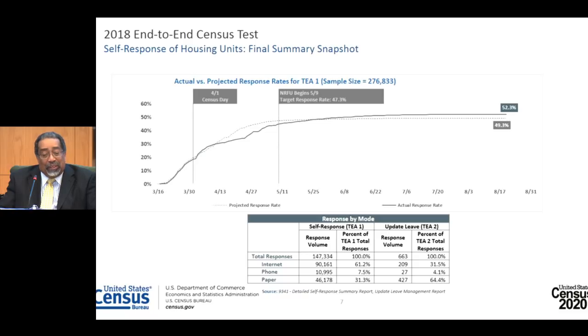Here's our final summary snapshot of the self-response of housing units. In addition to what I just mentioned, this slide shows the response by mode. 6 in every 10 households who responded did so online, 61.2%. Close to a third, 31.3%, responded via paper, and the remainder, 7.5%, responded over the telephone. As a reminder, we had no online option in 2010 and very little opportunity for phone data collection.